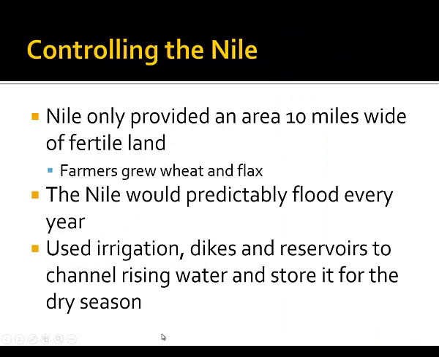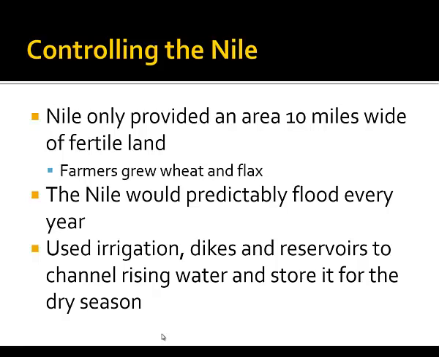Now, the Nile is the longest river in the world, and it provided the ancient Egyptians with an area 10 miles wide of fertile land. And they grew a variety of crops that they needed, most noticeably wheat and flax. And flax was a plant whose fibers could be woven together and used to be made into clothing.